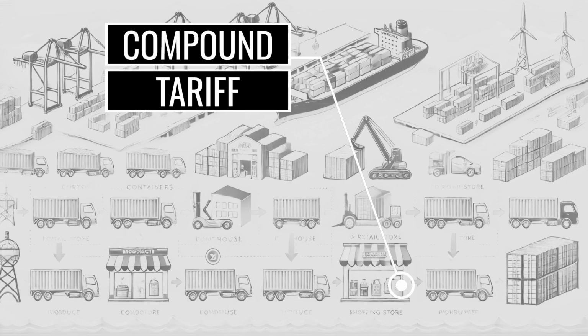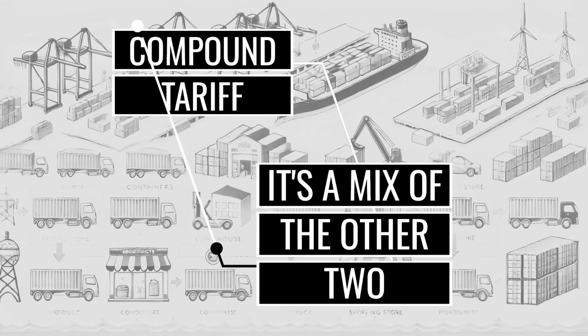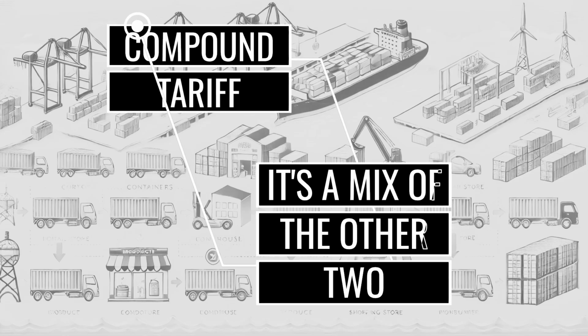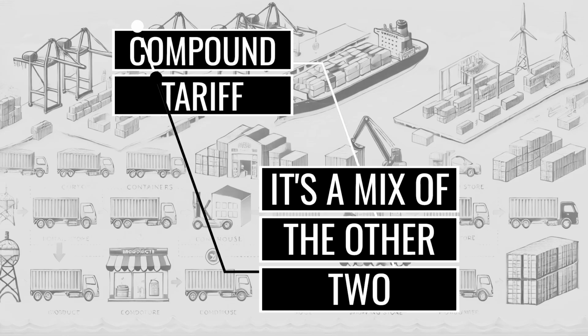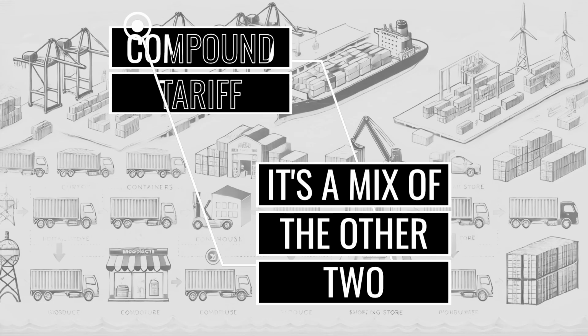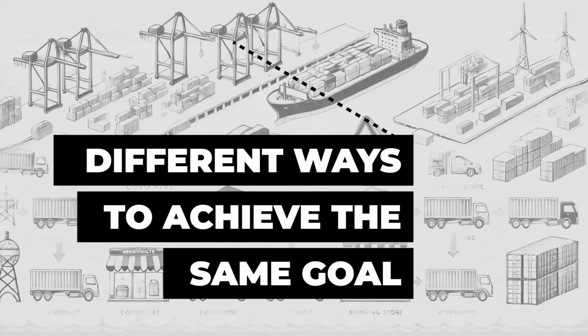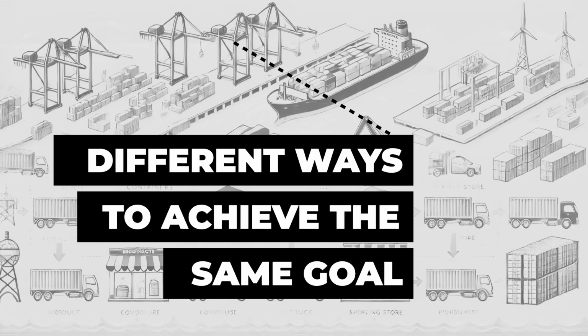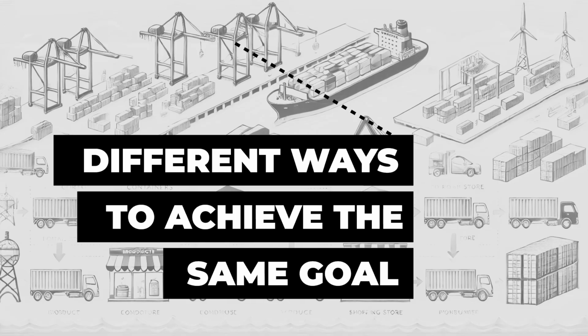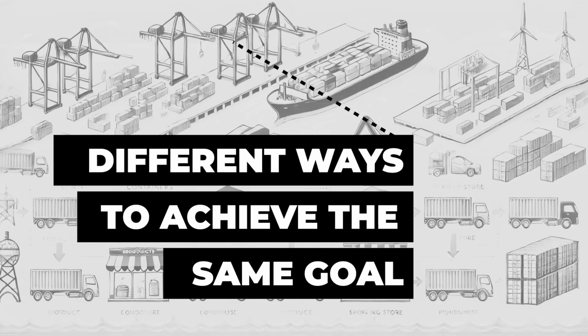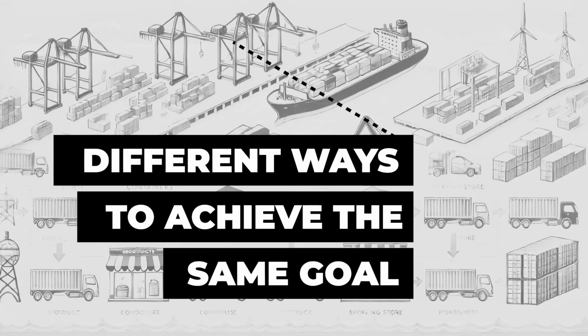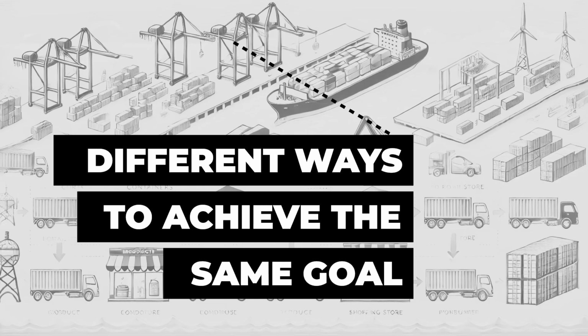Compound tariff. This type combines both specific and ad valorem tariffs. So, a government might impose a $200 specific tariff on a car plus an additional 5% of its value. These different types of tariffs allow governments to adjust their policies based on their economic objectives, whether it's protecting certain industries, generating revenue, or managing trade relationships with other countries.